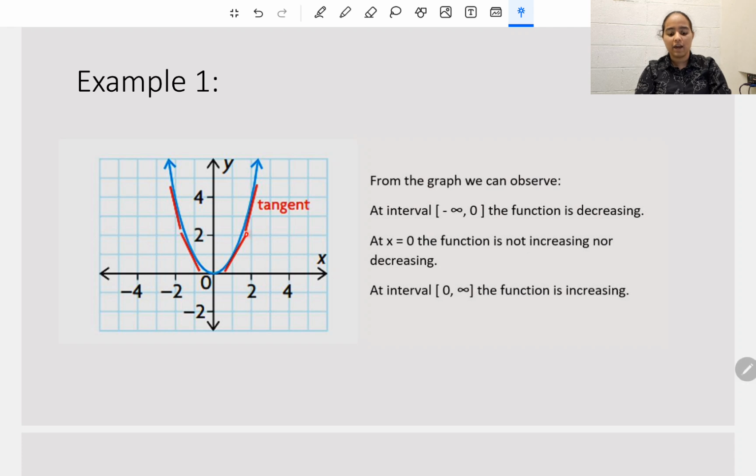The function is flat. If you look over here, the tangent is positive, so the function is increasing. And lastly, at this tangent, the slope is also positive, so the function is also increasing. With this information, we can write the intervals of increasing and decreasing. Over here, the interval of decreasing is negative infinity to 0, and the interval of increasing is 0 to infinity.